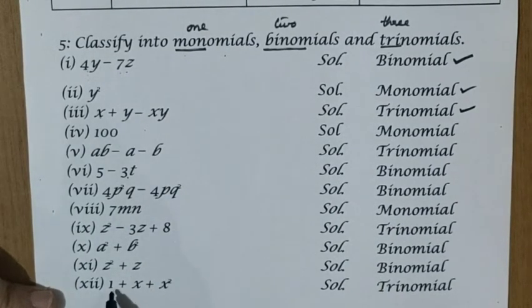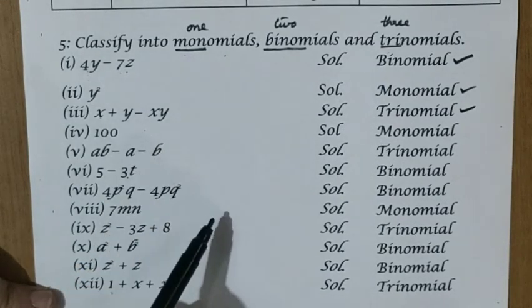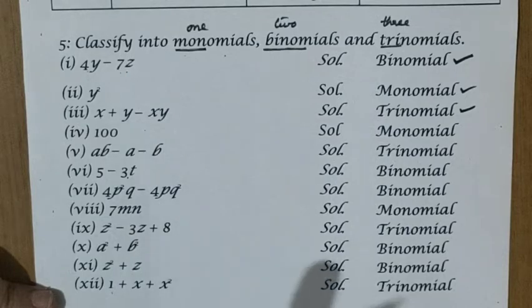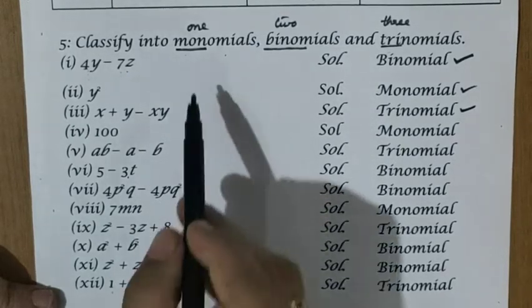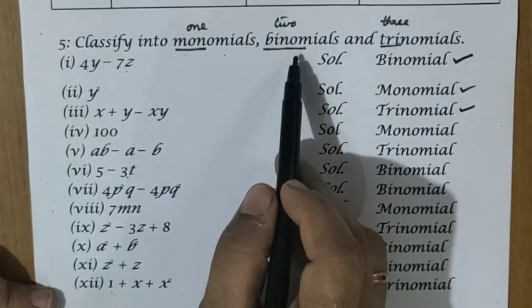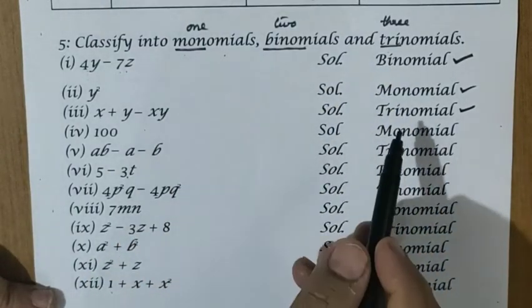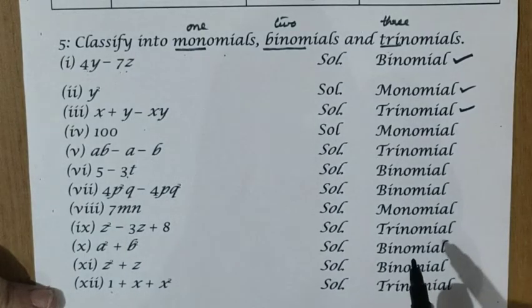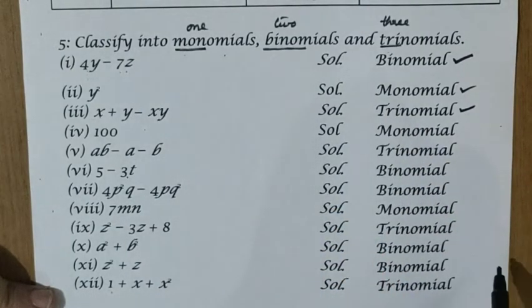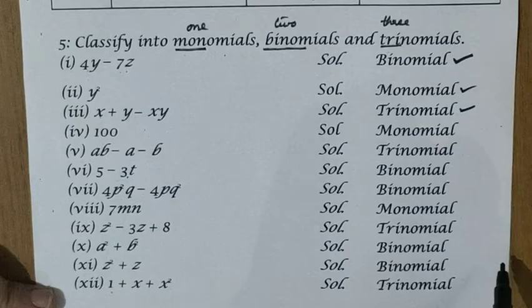Next, the last question, 1 plus x square. How many terms? 1 2 3. So the name is trinomial. So based on the terms, we are doing the classification here. Only one term means monomial, only 2 terms means binomial, and 3 terms means trinomial. Count the terms, and you can give the name of the algebraic expressions.